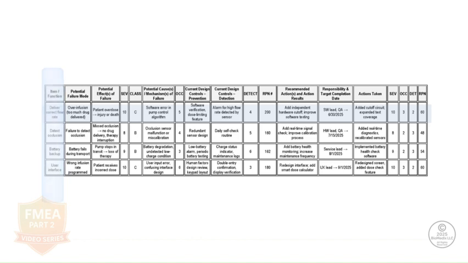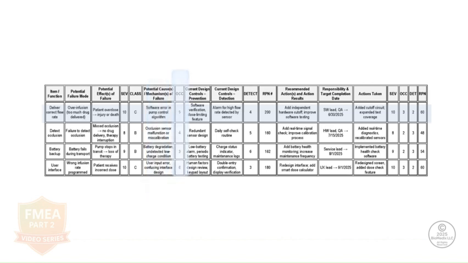Row 1. Deliver correct flow rate. The item or function is delivering the correct flow rate. The potential failure mode here is overinfusion, in other words, delivering too much drug. The potential effect of failure is serious patient overdose, which can lead to injury or even death. Because of this, we rated Severity, or SEV, as 10, the highest score. For class, we marked it as a critical, or C, failure. The potential cause is a software error in the pump's control algorithm. We gave it an Occurrence, or OCC, rating of 5, moderately likely.